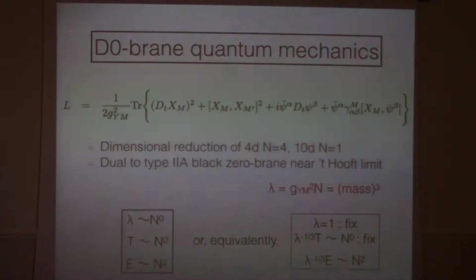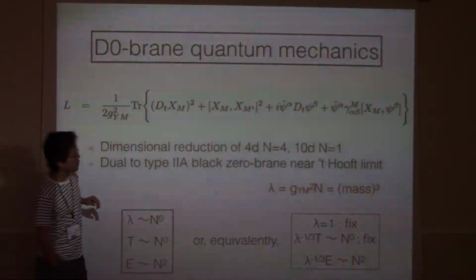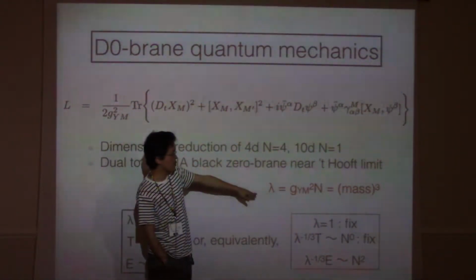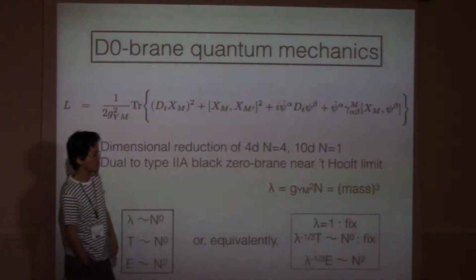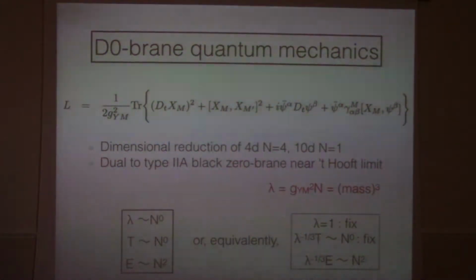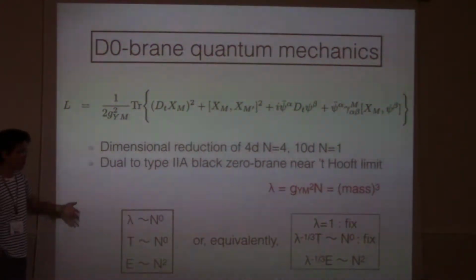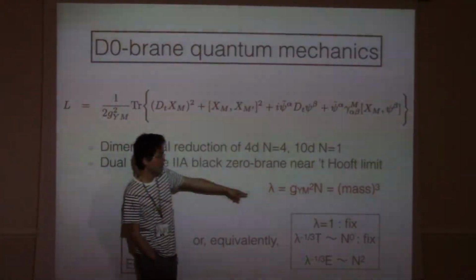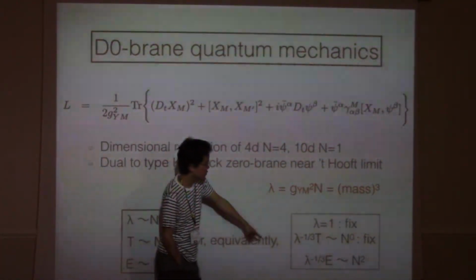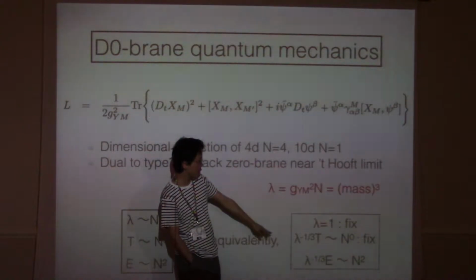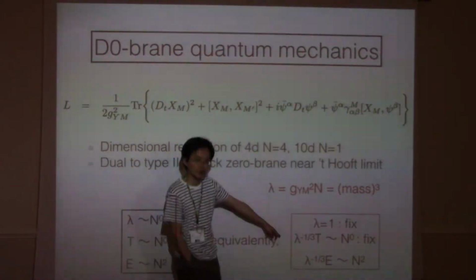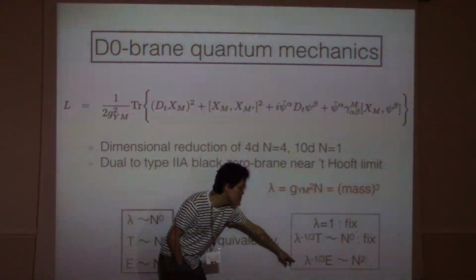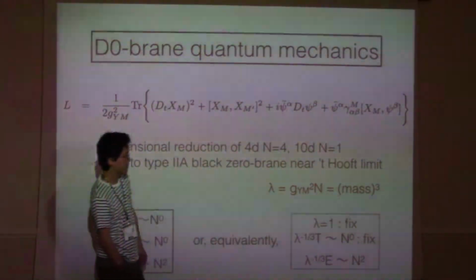And this is conjectured to be dual to the type 2A black 0-brane. If you don't know what a black 0-brane is, you can just imagine it's a black hole. One important difference from the 4-dimensional theory is that the coupling constant has dimension of mass to the 3. So we measure energy scale by using this unit. When we take the 't Hooft limit, this dimensionless combination is fixed. This dimensionless combination scales like lambda to the 1/3 over T.